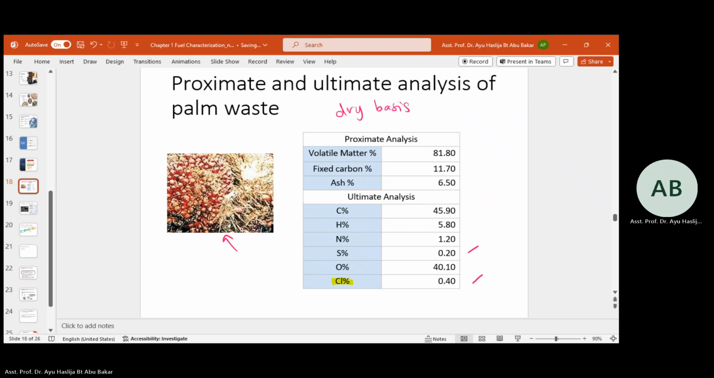Will it add up to 100 or is it actually separate? Okay, this one the total will be 100. This one is not necessary, because it is based on the elements only. Usually this plus ash, then only it becomes 100.